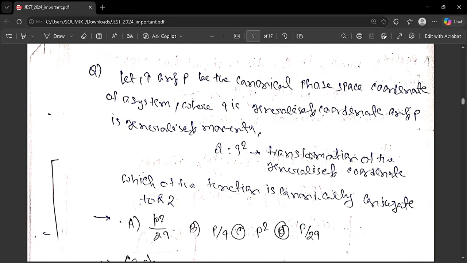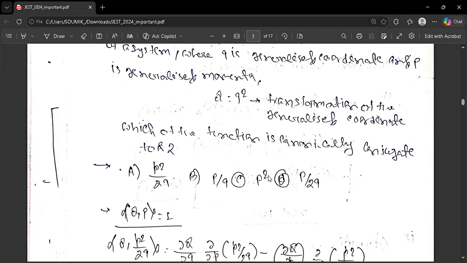Okay, let q and p be the canonical phase space coordinates of a system, where q is the generalized coordinate and p is the generalized momentum. Capital Q is equal to small q squared, a transformation of the generalized coordinate. Which of the following functions is canonically conjugate to Q?